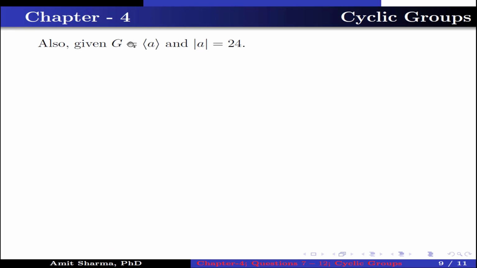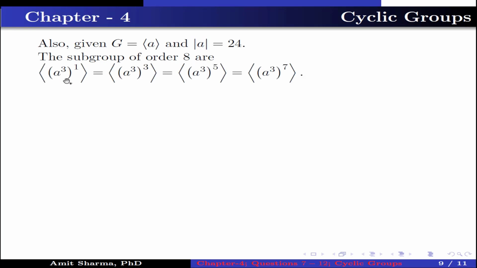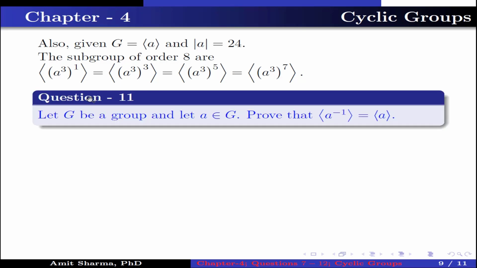Also given G is equal to the group generated by A and the order of A is 24. The subgroups of order 8 are the subgroup generated by A cube to the power 1, subgroup generated by A cube to the power 3, subgroup generated by A cube to the power 5, and subgroup generated by A cube to the power 7.